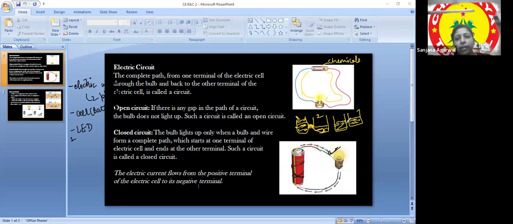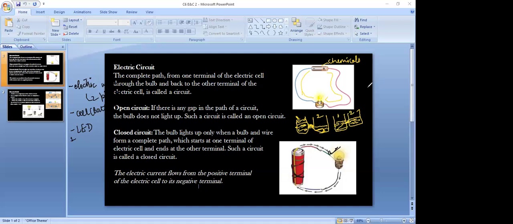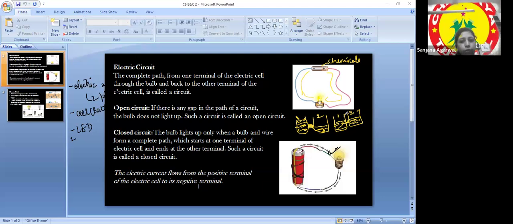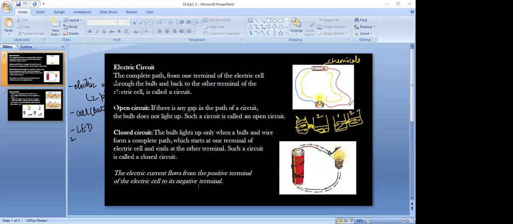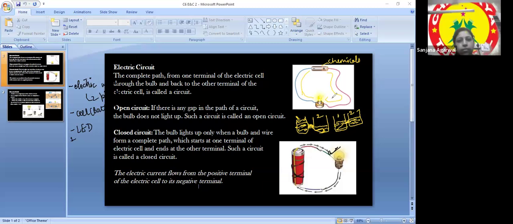Now, if we connect the wire between the two, will you see any flow of water in between the two? No, ma'am. Yes, ma'am. Yes, still there will be water flow from first to second. Yes, ma'am. Who says yes?